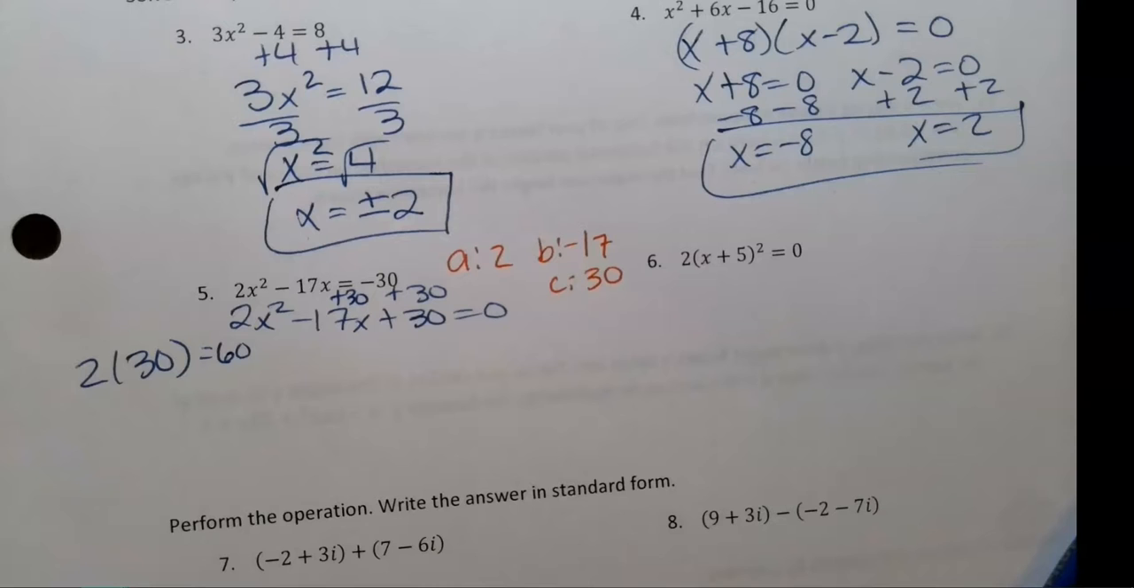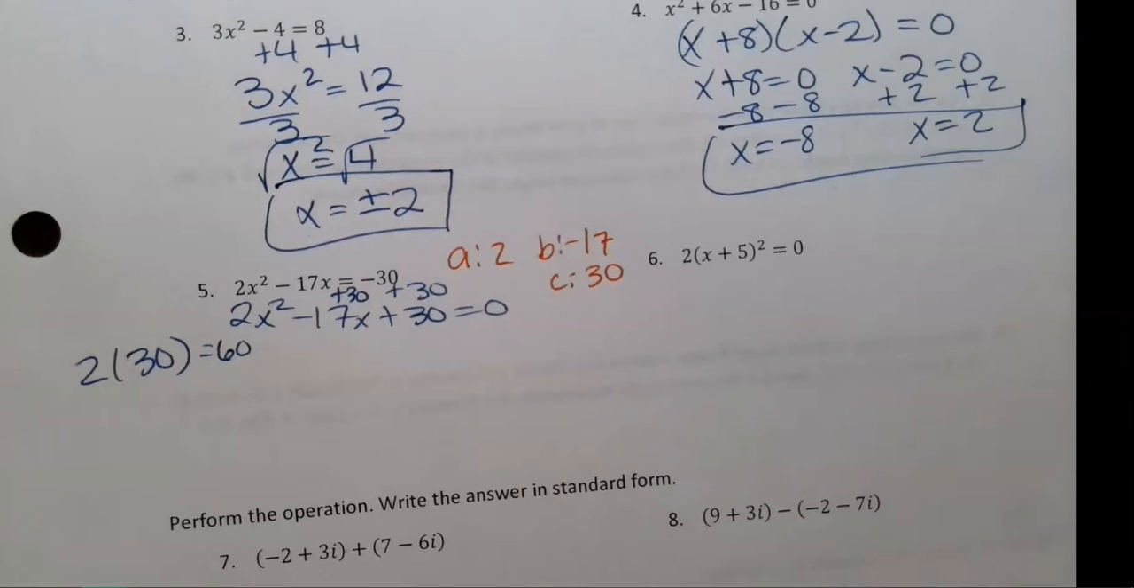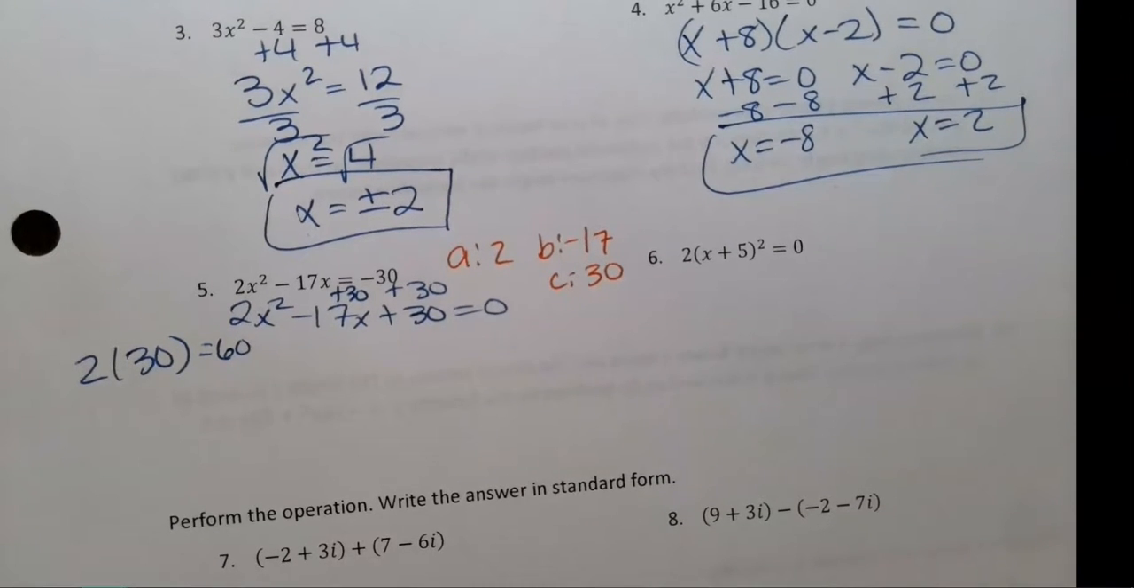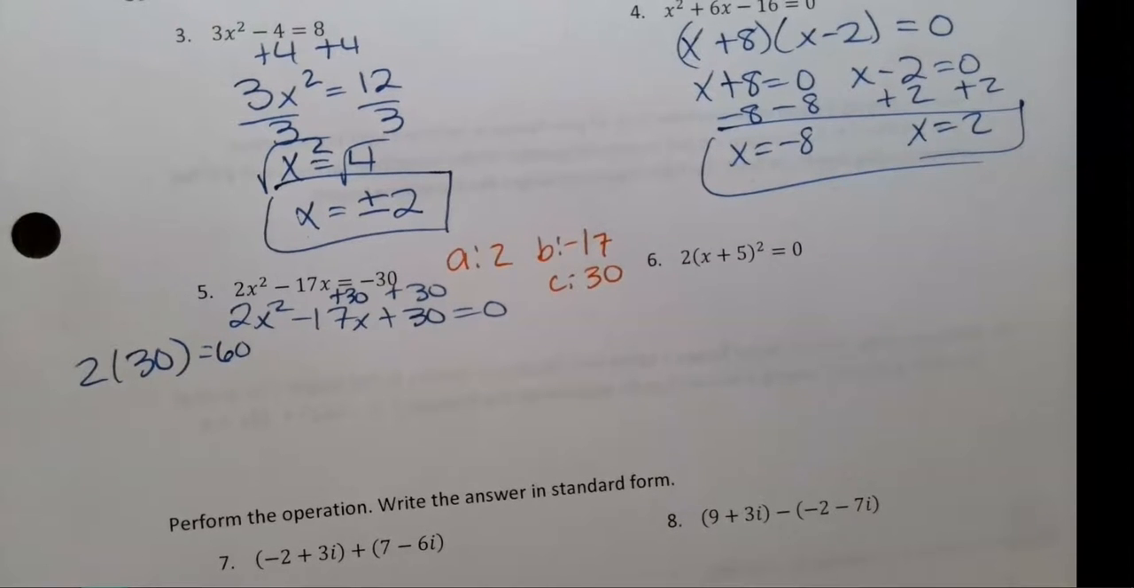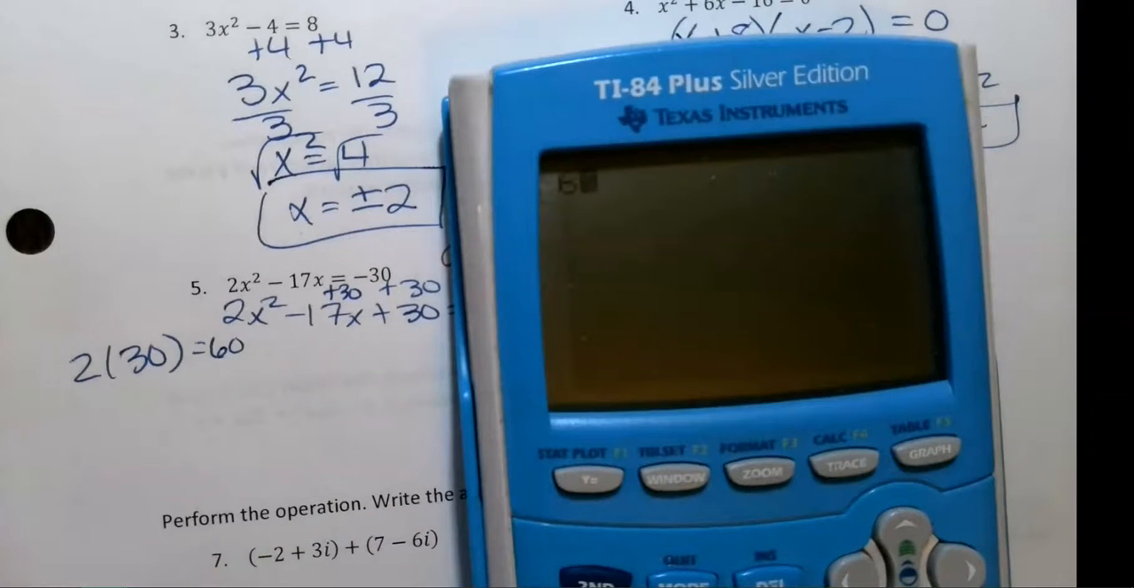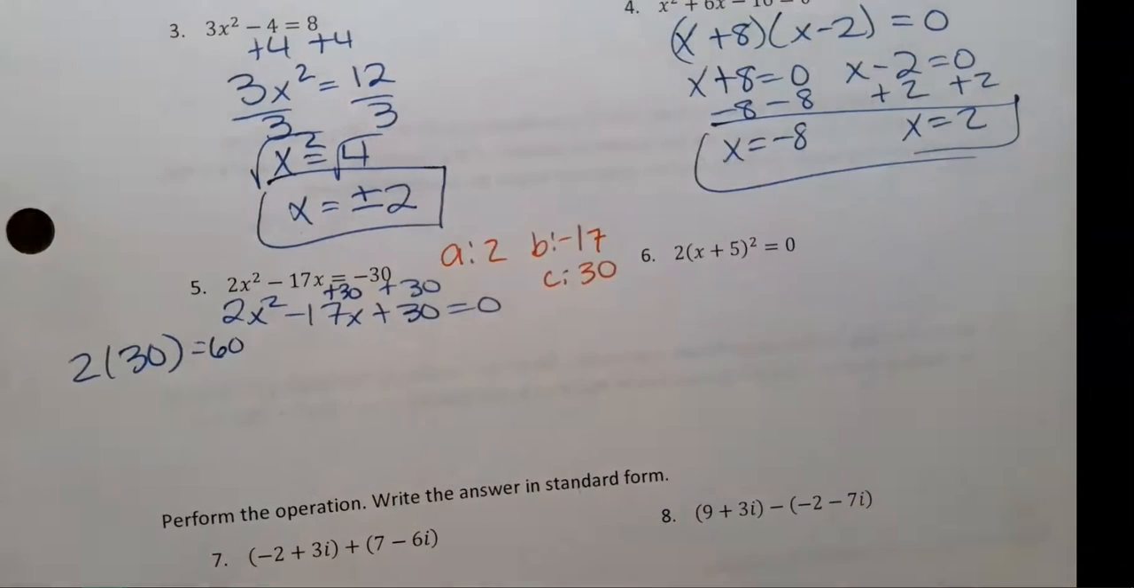So there is 2 and 30. Those do not add up. There is 6 and 10. That doesn't add up. I know 5 is one of them. Let me see. 60 divided by 5 is 5 and 12. 5 plus 12 does give me 17. They just both need to be negative.